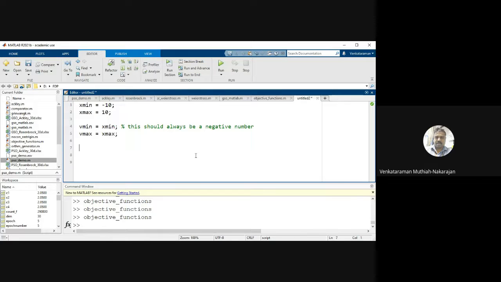Okay, we will initialize the particles. So let us say take 100 particles. This is how you define the particles, and you are initializing that within the search space. So this is a command, or this is how you build the algorithm.